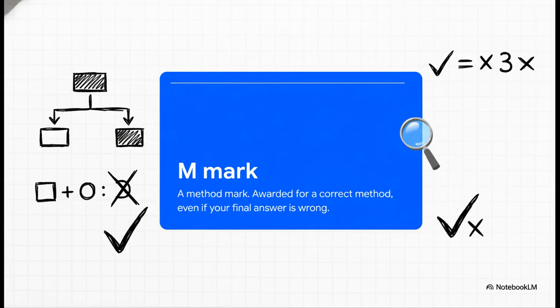Next, we have the M mark. M is for method. Now this one is huge. It's why teachers are always telling you to show your working. You get this for using a correct method even if you mess up the final answer. You could literally punch a wrong number into your calculator, get the answer wrong, but still walk away with M marks just for showing you knew what you were doing.